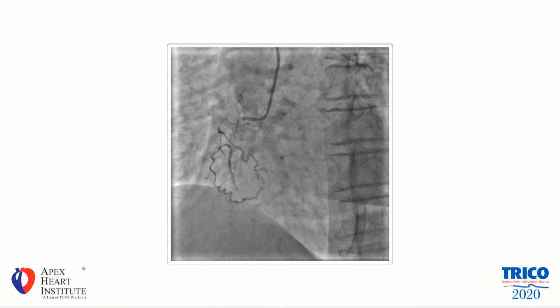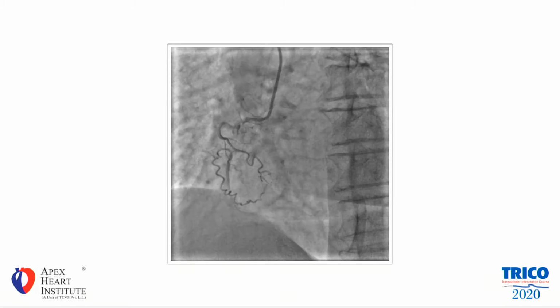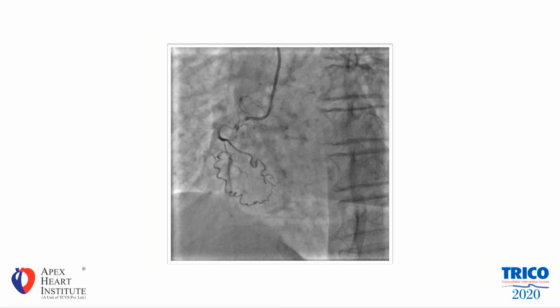As you can see in this angiography, there is a chronic total occlusion of the proximal RCA with bridging collaterals. And our plan is to do CTO angioplasty with IVUS guidance. Thank you. We go live now.